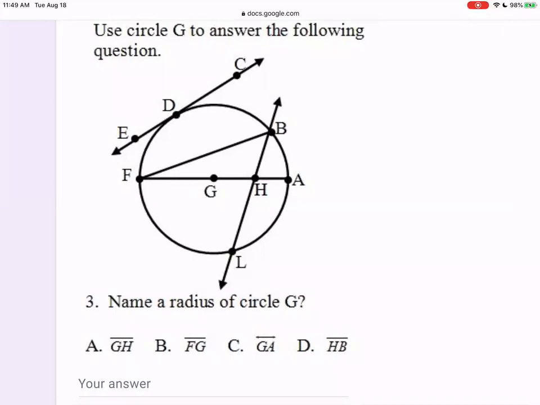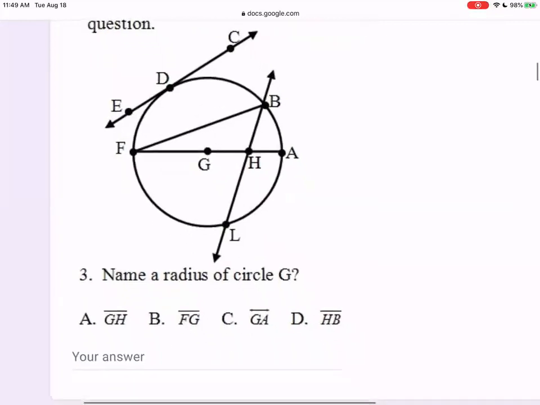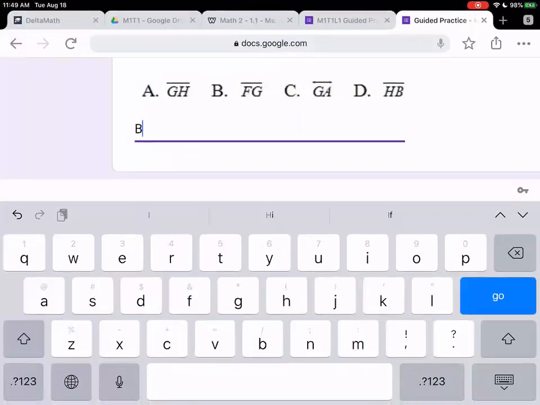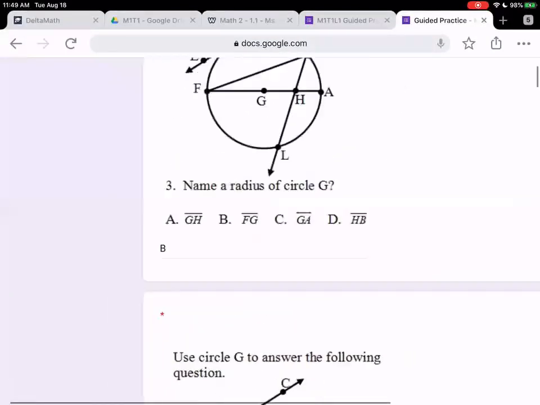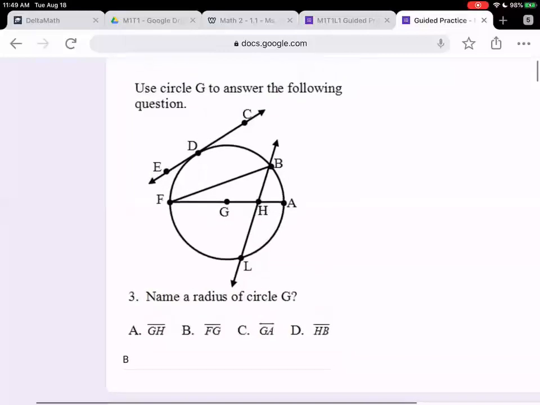I heard B, right? B stands for the line segment FG. Good. So F is on the outside of the circle, and G is the center of the circle. So if you connect the outside to the center, you get the radius. So the answer B is correct. Let's put B in there. Okay. So we got the radius of circle G is the line segment FG. F on the outside, G on the center. Okay. Any questions on this one?